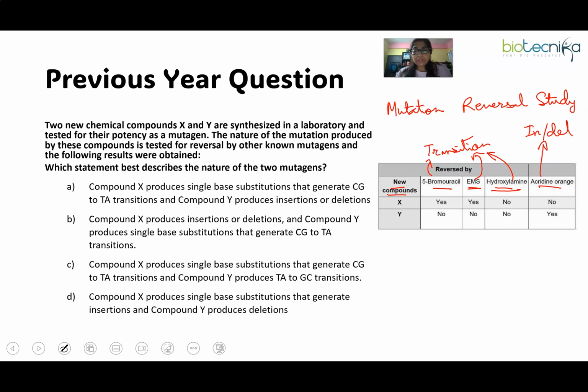Now once you have determined this, how is compound X getting reversed? It is getting reversed by 5-bromouracil and EMS. Both of them cause transition. So if the transition is reversing the mutation, it means the original mutation was also a transition, right? So X is causing transition. Now if you're thinking that if it is causing transition, then why is hydroxylamine not able to reverse it? That is because hydroxylamine cannot do both side transitions.